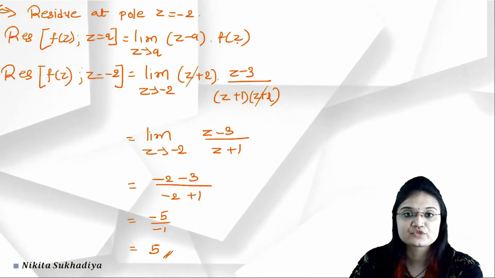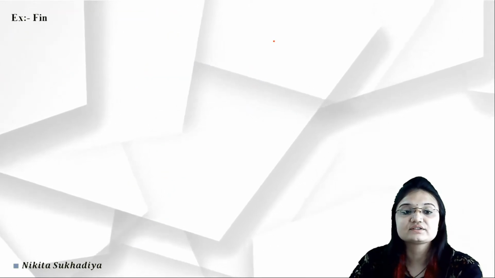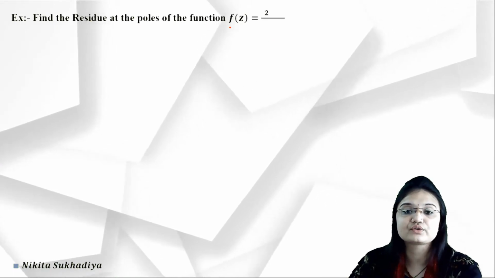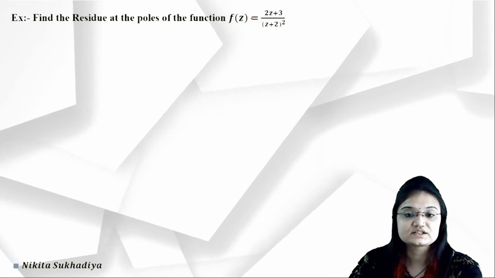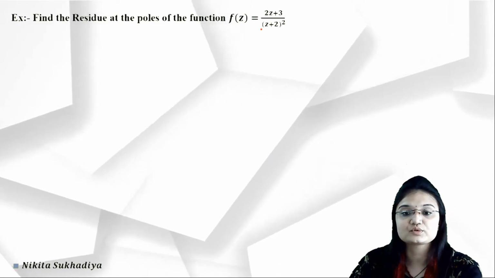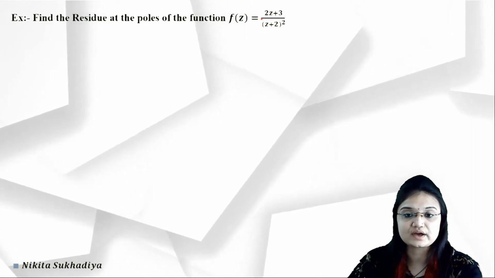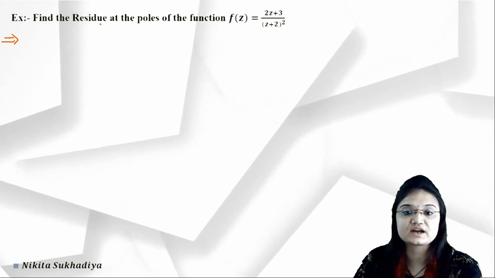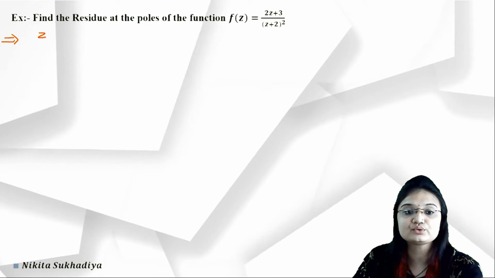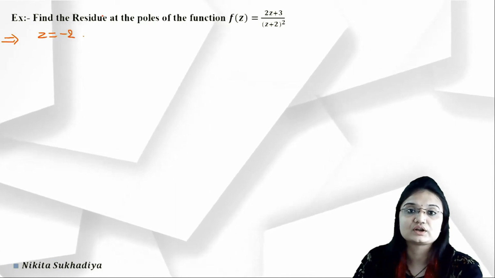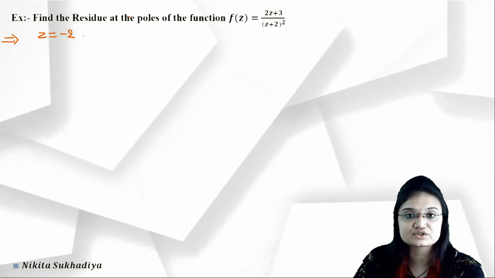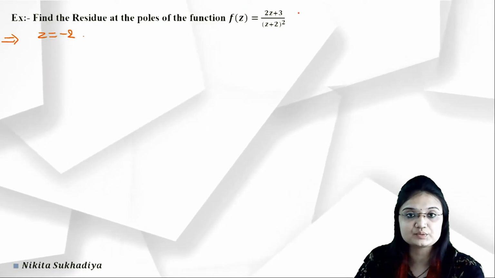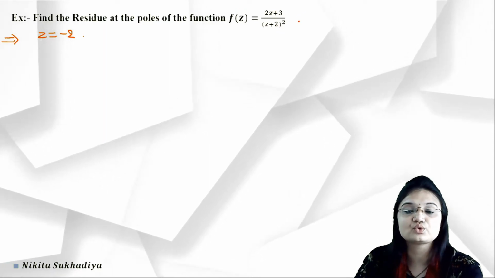So we can say that the residue at pole z is equal to minus 2, which is our simple pole, is 5. Now let's understand with the next example, that is, find the residue at the poles of the function f of z is equal to 2z plus 3 upon z plus 2 whole square. So here the pole of the function f of z is z is equal to minus 2 only.